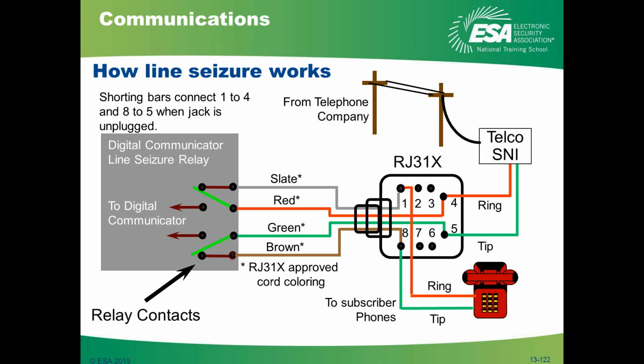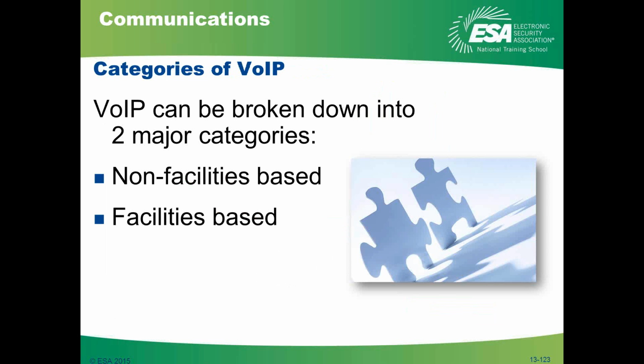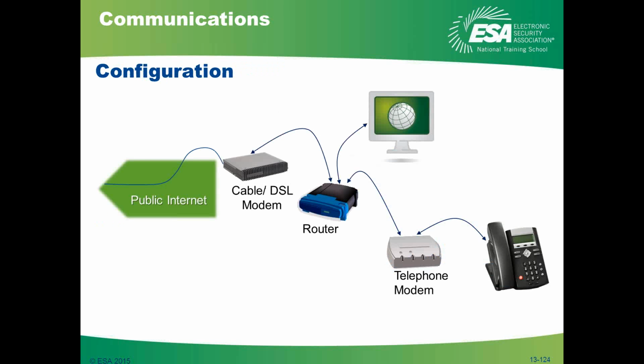We still talk about the line seizure. I think we did clean this up a little bit, made it a little bit more clear so that it shows better when you're actually putting it up on the screen. And then we talk about the two categories of VoIP, the non-facilities and facilities-based. We talk about the configuration of how these work, and that if you lose power anywhere in one of these items, then you lose the ability to get the dial tone.